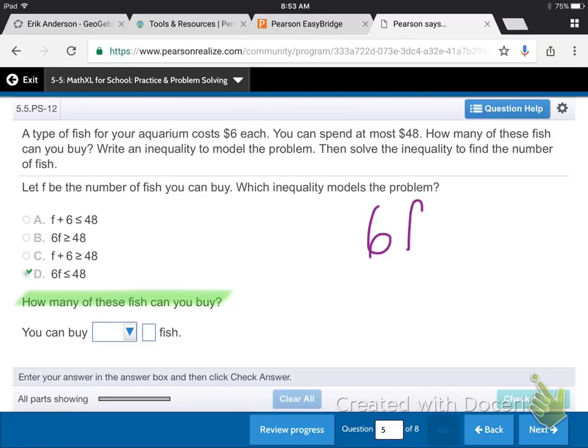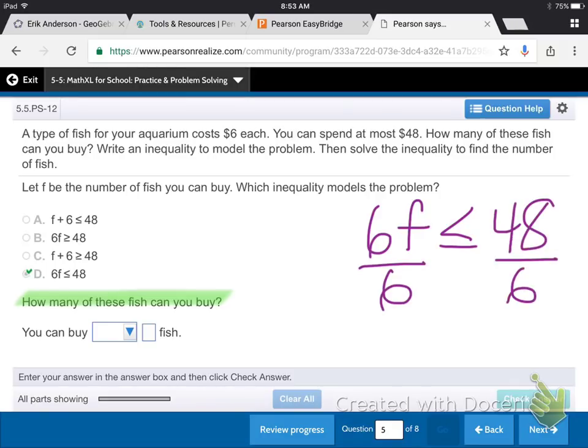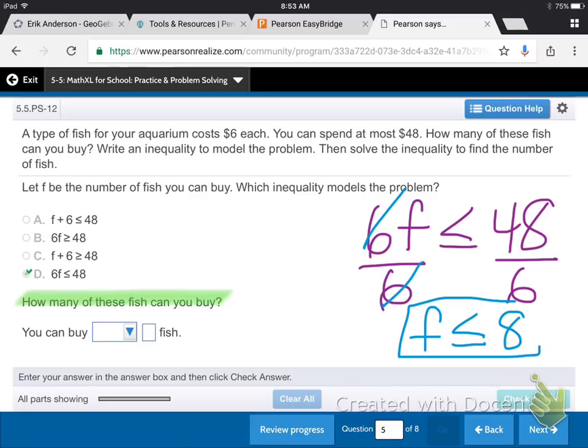It was 6f has to be less than or equal to 48, and we know we're going to divide on both sides by 6. Why do we do that, boys and girls? You know why. You should be able to tell me by now. So we can cross out the 6's. That's 1. f, that's what we want. We did not use a negative, so we don't have to switch the way the inequality is facing. And that is 8. So we can buy at most 8 fish. Okay, so pick your answers.